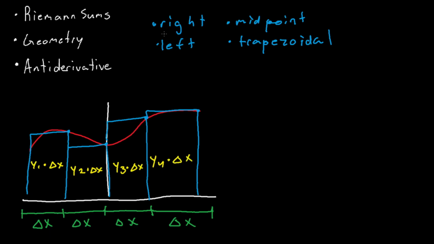And the thing that's convenient about this is, if your y value on the function is below the x-axis, the y value will be negative. So you can treat that as a negative area as well. That's the right rule. What's the left rule?